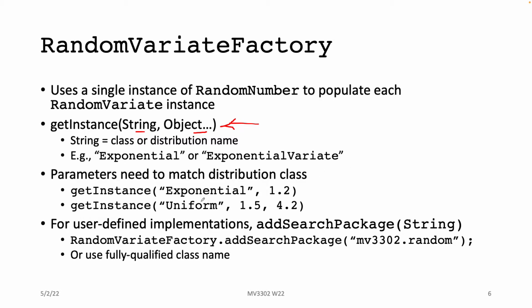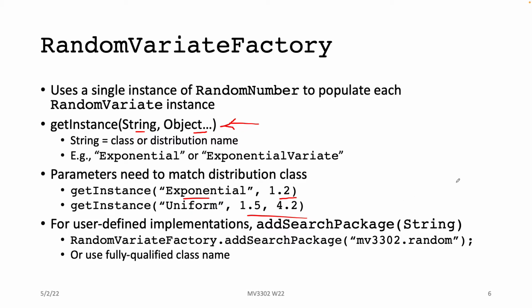So the name needs to match a class which either matches that name or matches that name with the word variate after it. So the random variate factory looks for something with that name, and if it can't find it, it looks for something with that name plus variate and stuff like that. So say for exponential, we'd pass it 1. We've used uniform, we would pass it 2, etc.